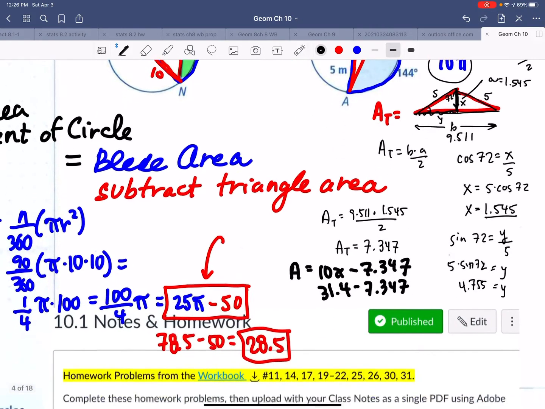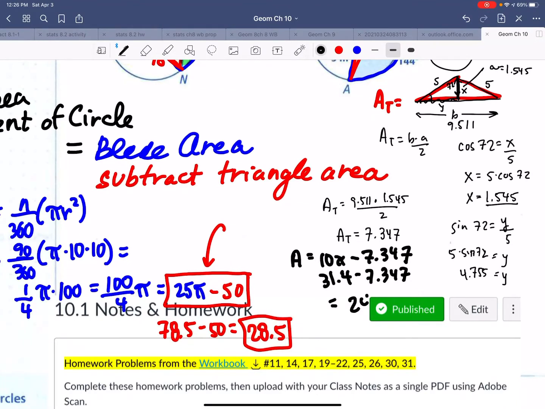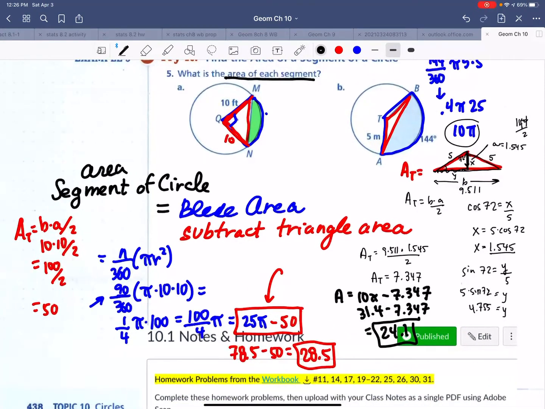You can see why I didn't do this one in class. I'm like, oh, this would have taken forever. Okay, so this is what I got for my final answer. I'll just round to the nearest tenth. So that's the area of my segment of my circle. Nice.